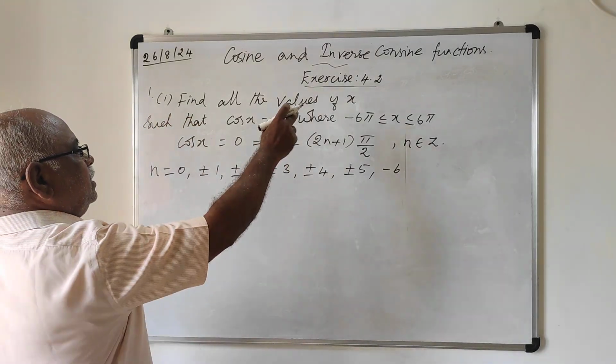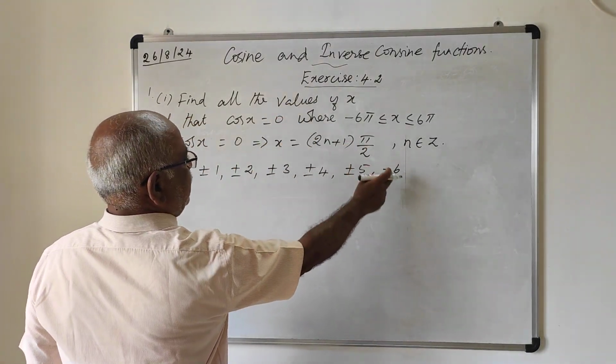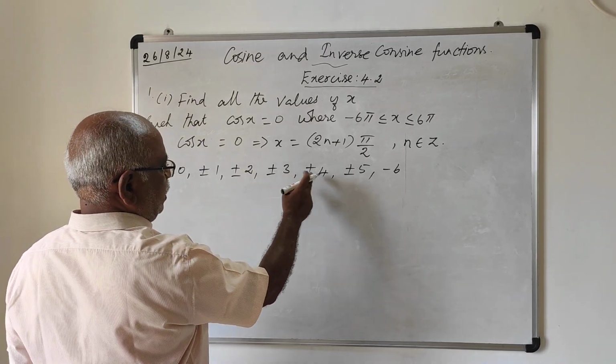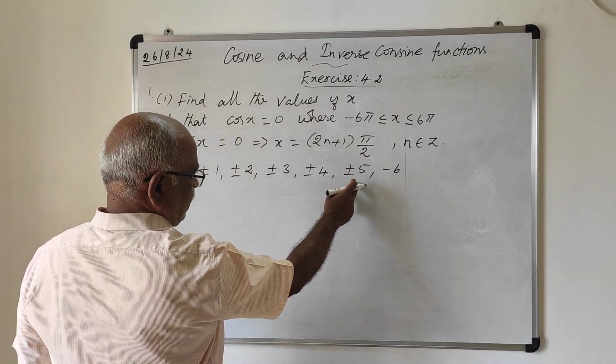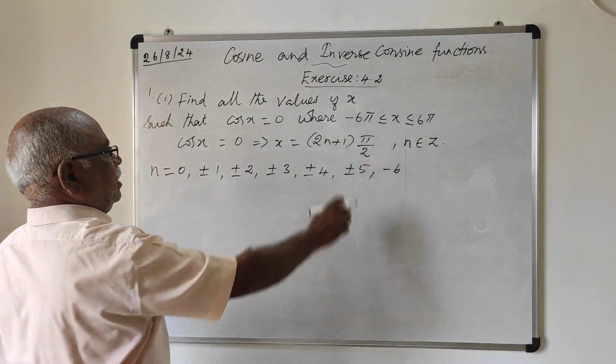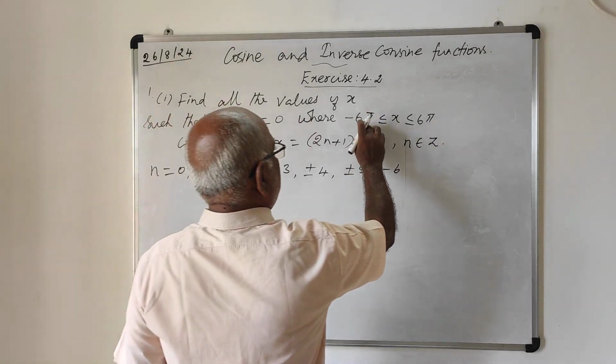Therefore, the values of n lie between minus 6 and 5. The values are 0, plus or minus 1, plus or minus 2, plus or minus 3, plus or minus 4, plus or minus 5, and minus 6 only. These are the solutions of this equation within the given interval.